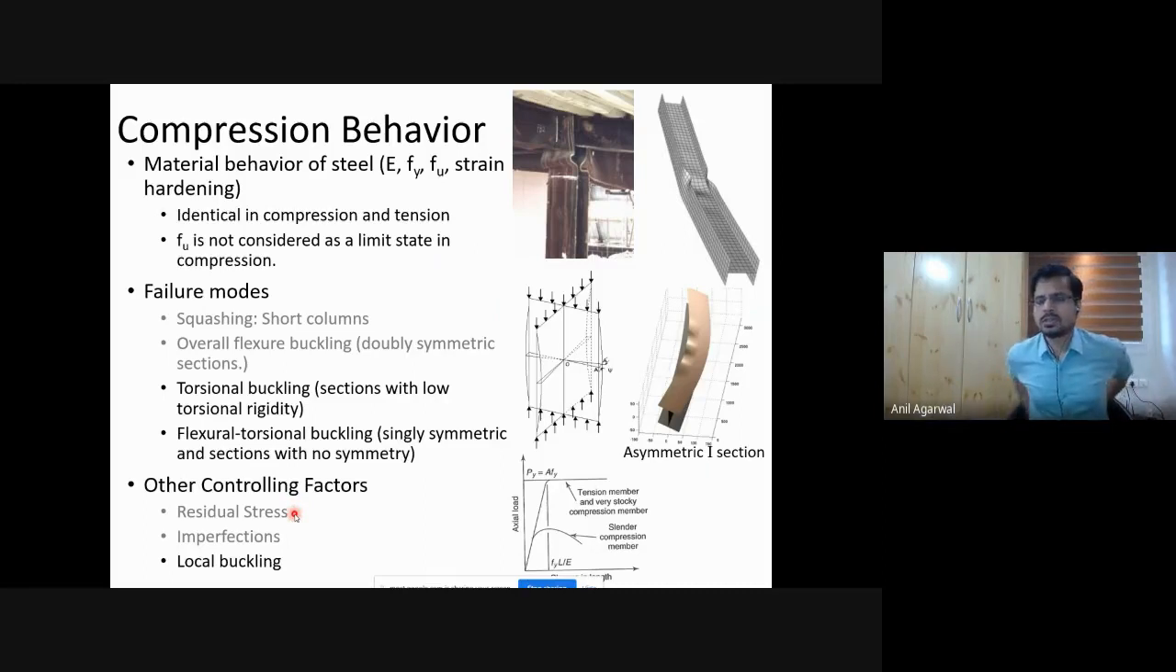Now, there was one question that I had asked in the very beginning, and in fact, this question was asked in the introductory chapter also. The question was, why is it that when we talk about compression members, we have to account for residual stresses, but not when we talk about tension members? Does anybody have an answer to that? Or should I ask that as a quiz or something?